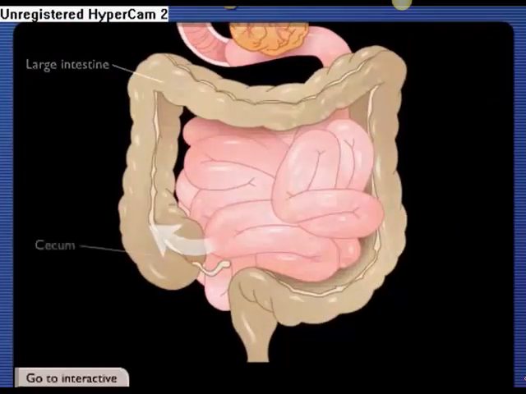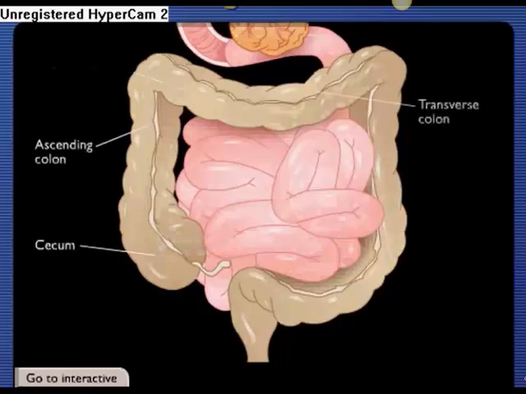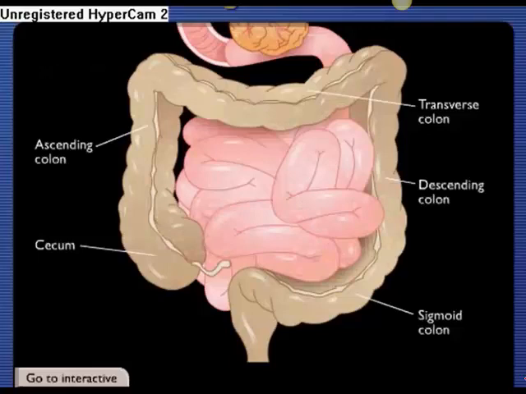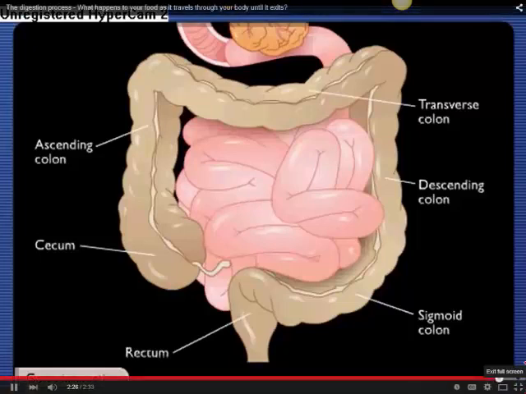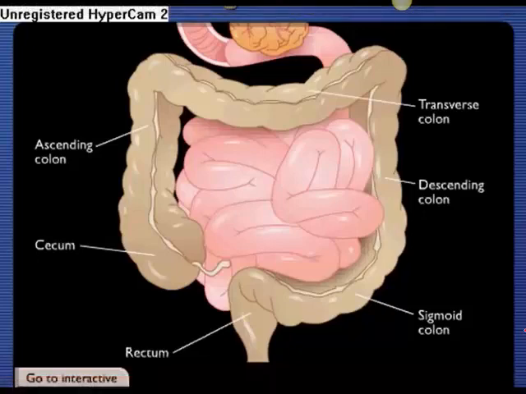As it passes through the cecum and ascending, transverse, descending, and sigmoid colon, water and salts are absorbed and chyme is converted into feces. The rectum stores feces until nervous stimulation initiates the defecation reflex, resulting in elimination through the anal canal.